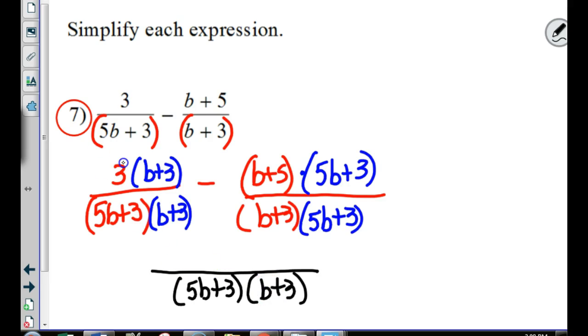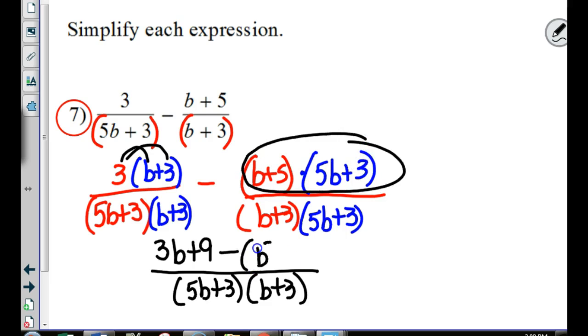Okay. Over here on the left, all we have to do is what? Distribute, and we get 3b plus 9. But then we have to subtract all of this FOIL together. So I'm going to put a big old parenthesis here. Can you tell me what this FOILs together to make? Oh, 5b squared. I lost the 5 already. 5b squared plus a 3b. 5b times 5 would be 25b. And the 5 times 3 at the end is a plus 15.